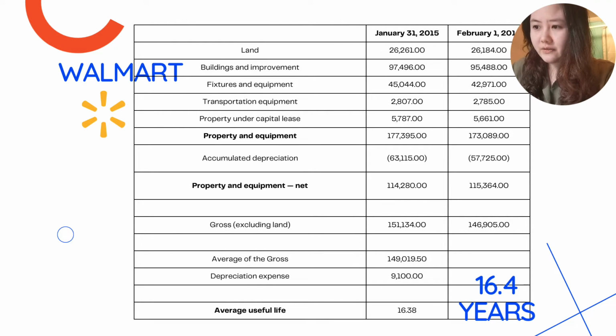And this gives us $146,000 and change. We take again the average of these two numbers to give us $149,000 and change. And we divide this by the depreciation expense of Walmart amounting to $9,100, which gives us an average useful life of 16.38 years. We can round this up to, let's say, 16.4 years for Walmart. And if we compare this to Target's, which we had previously at 16 years, Walmart's useful life for its assets is 0.4 years longer than Target's.